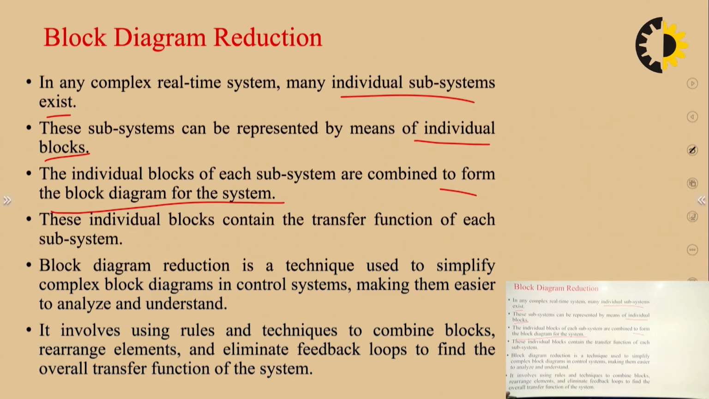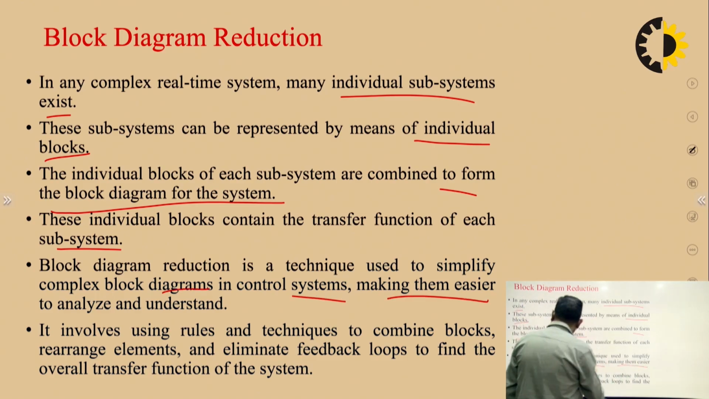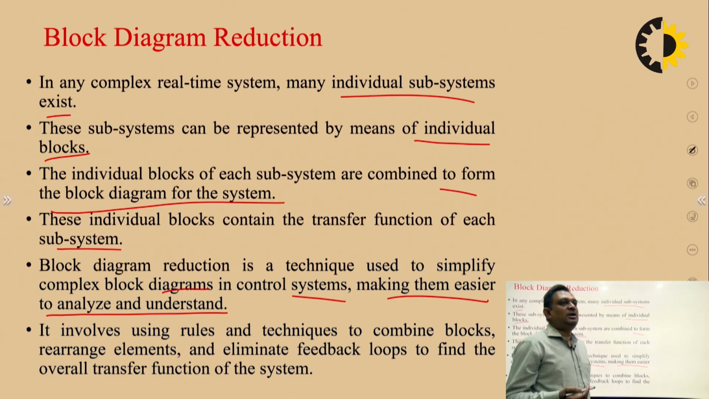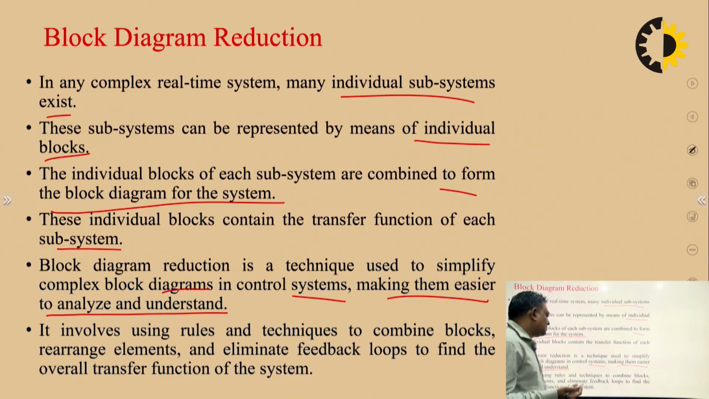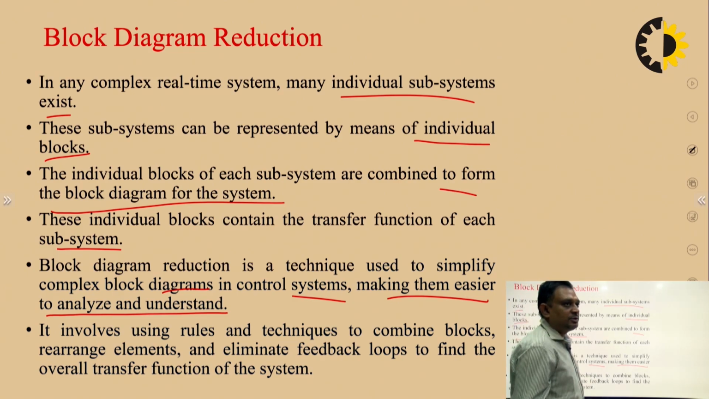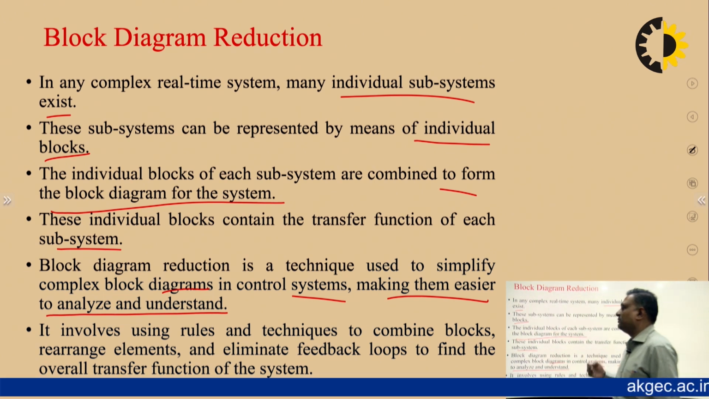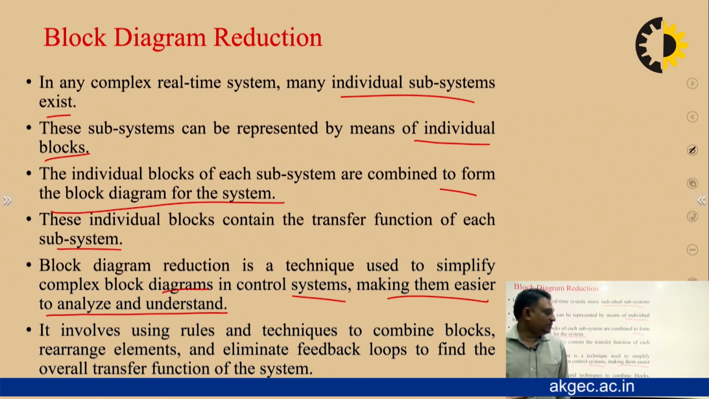These individual blocks contain the transfer function of each subsystem. Block diagram reduction is a technique used to simplify complex block diagrams in control systems, making them easier to analyze and understand. Once we reduce the block diagram, we can easily find the overall transfer function, and once we find it, it is simple to analyze that system. That is the benefit of using this technique.